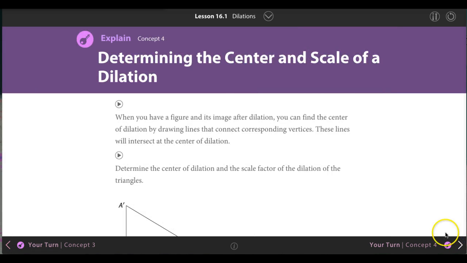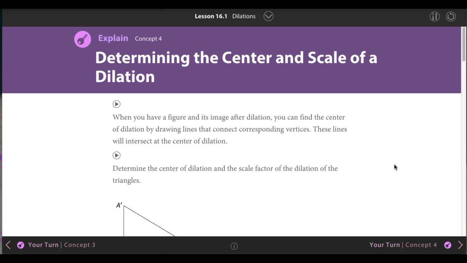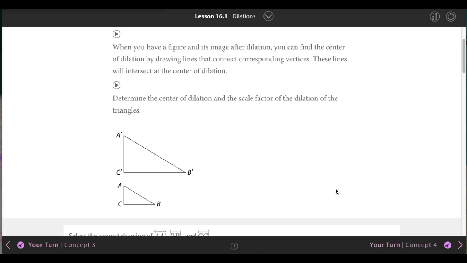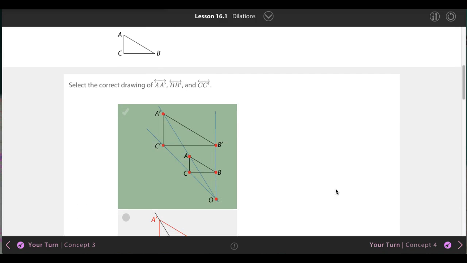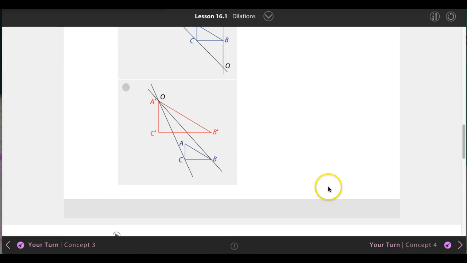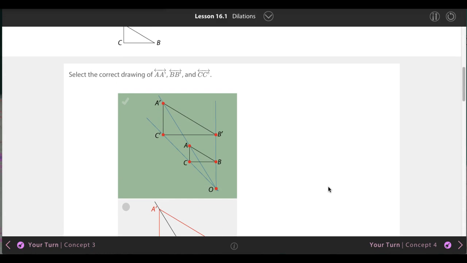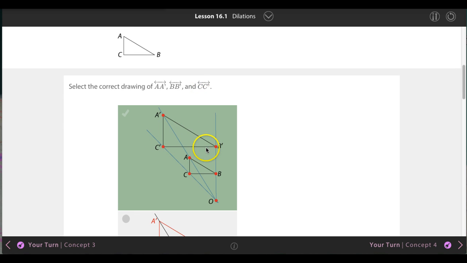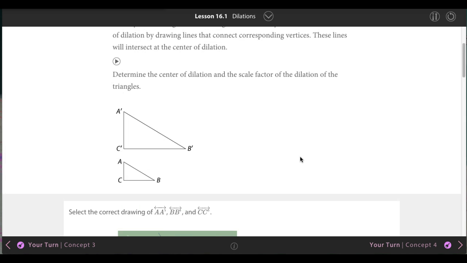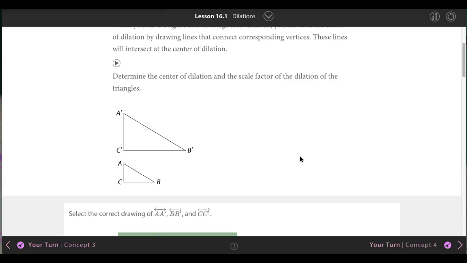So then this is the interesting part. When you have a figure and its image after dilation, you can find the center of dilation by drawing lines. Okay, so for example, I already selected the correct answer here. I wish I hadn't, so I could make you figure it out. But it says select the correct drawing. So if you have two triangles like this, how are you going to find the center of dilation, and then the scale factor?